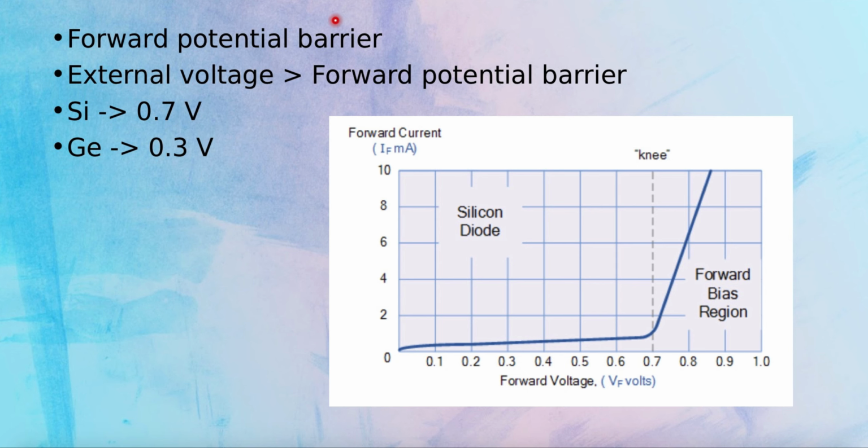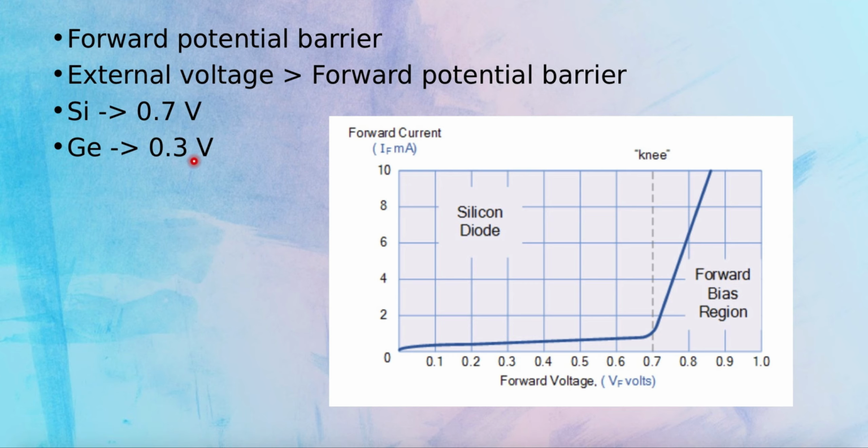So this is what we're talking about: the potential barrier that is created because of forward bias is called a forward potential barrier. And in a forward potential barrier, the diode starts conducting current only when the applied external voltage is greater than this forward potential barrier. So the forward potential barrier of silicon is 0.7 volts and that of germanium is 0.3 volts.